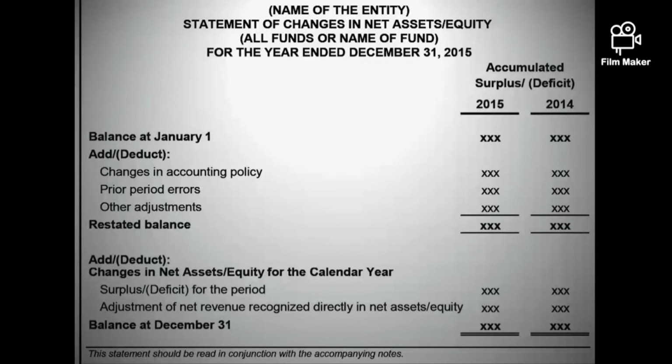So name of the entity, name of the component of FS, name of fund, and then ano yung period or date. So beginning equity and ending equity. Ito yung reconciling item ng beginning sa ending. So add mo daw dyan yung mga directly. Ito po yung mga directly na nire-record sa equity. Next, other deduct changes in net asset equity for the calendar year. Ito po yung surplus deficit for the period or the net income or adjustment of net revenue recognized directly in net asset or equity. Bigay ako ng actual example.